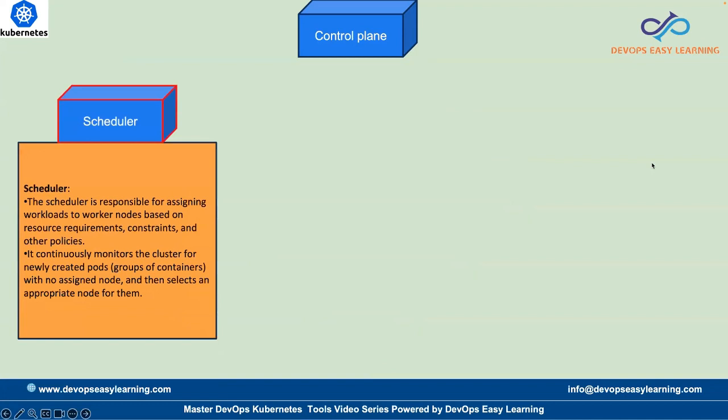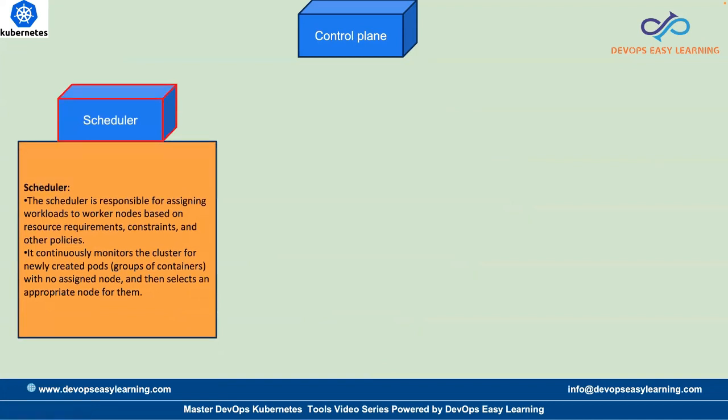The first element that we are going to see on the control plane is called the scheduler. The scheduler is responsible for assigning workload to the worker node based on resource requirements, constraints, and other policies. It continuously monitors the cluster for newly created pods. The scheduler in general is just there to schedule pods inside the cluster, as its name says.